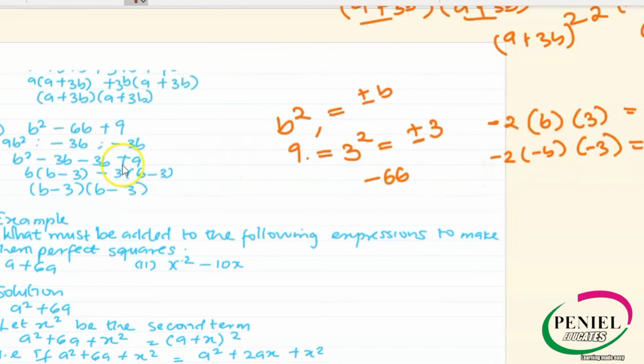So what we can then do is to now factorize: b squared minus 3b minus 3b plus 9, which we have used to replace this. Then it's going to be b into b minus 3, then minus 3 into b minus 3. So we have b minus 3 in bracket, b minus 3, so b minus 3 all square. That means this particular expression is a perfect square.